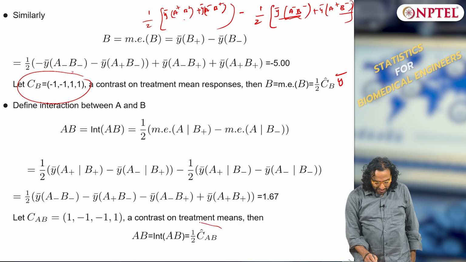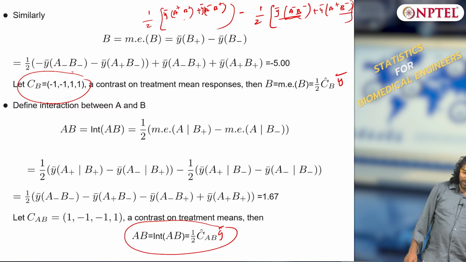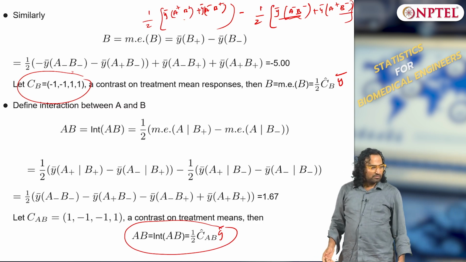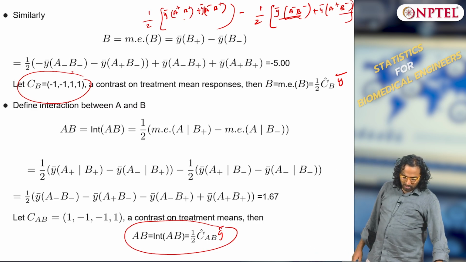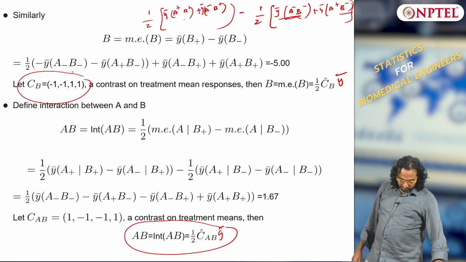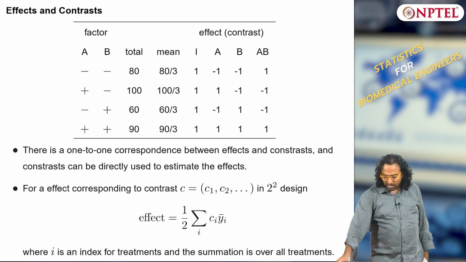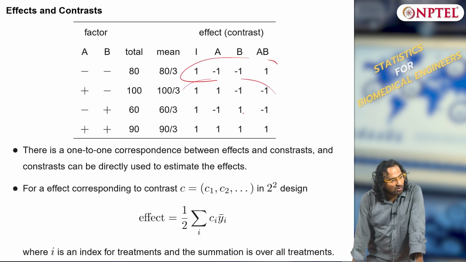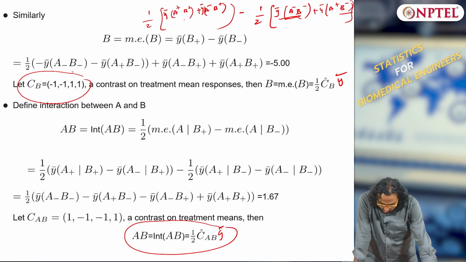So similarly I can do the same thing for AB also. AB is nothing but A plus B plus minus A minus B minus, divided by 2. So that is what I have. I can do it for the contrast also. And you know there is a one-to-one correspondence, so this is my contrast for all of the terms, okay.